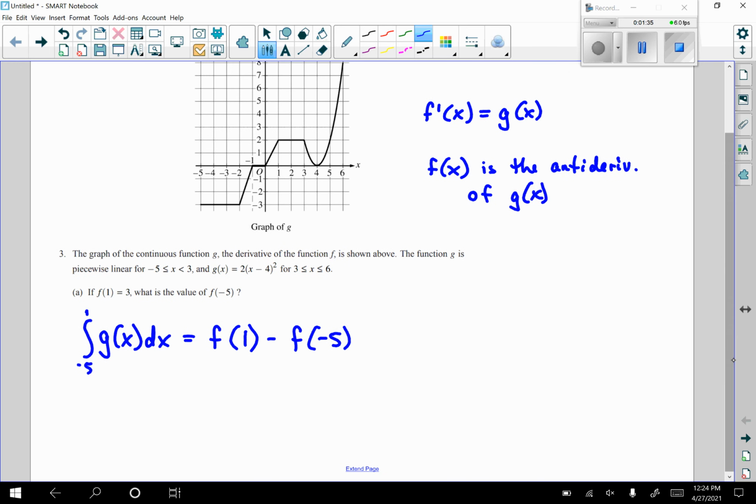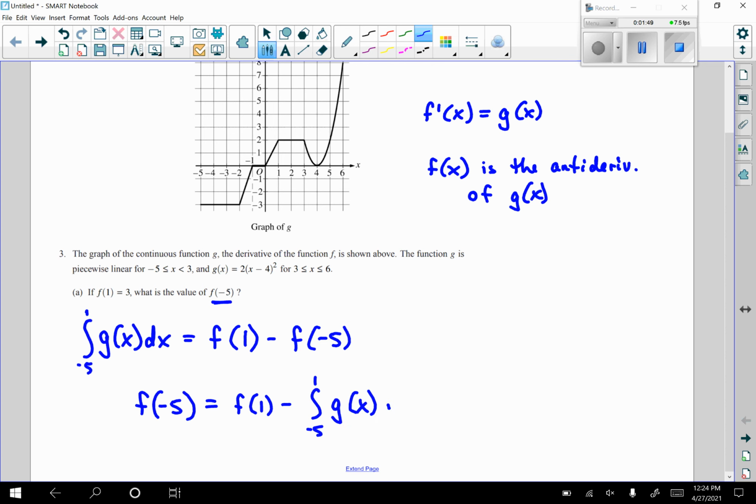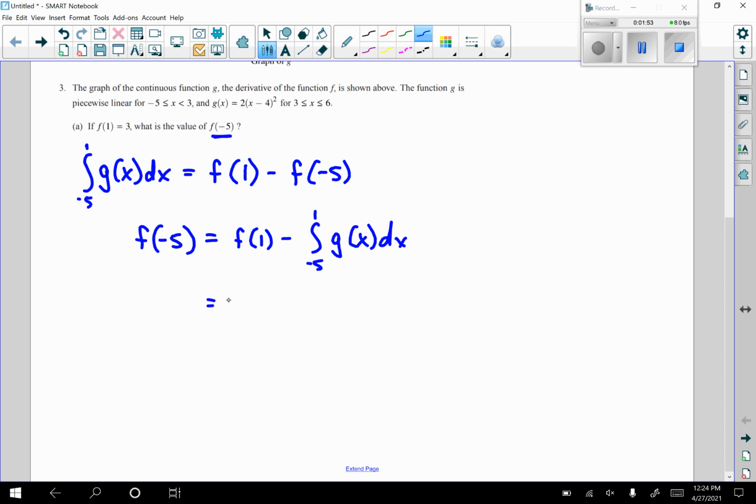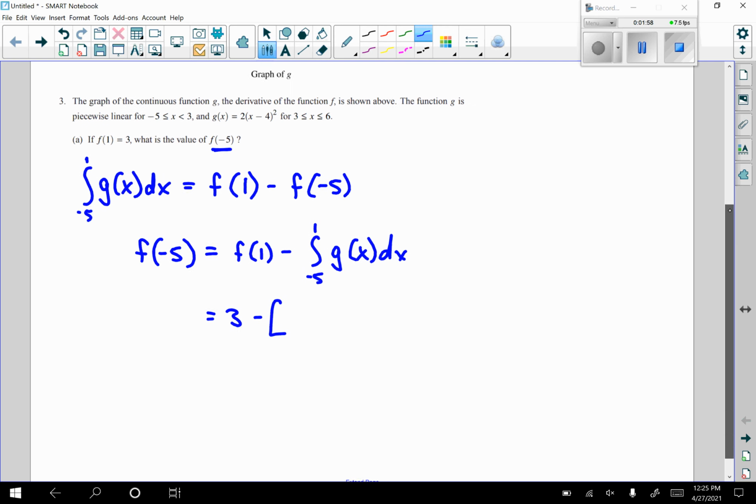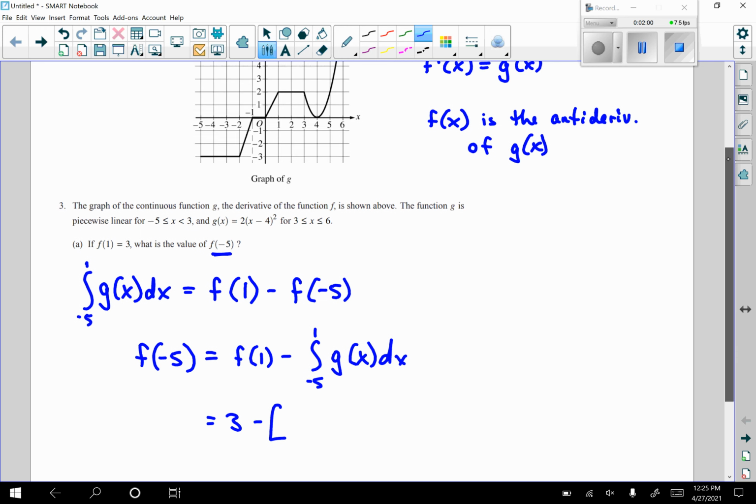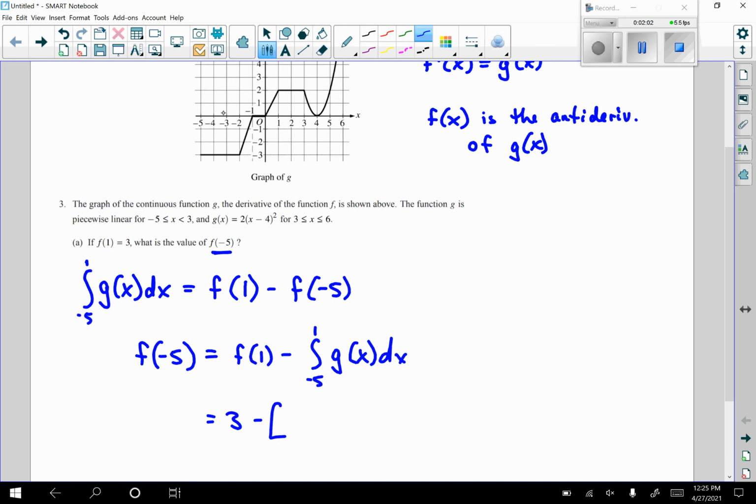And then I could just rearrange this. If I need to solve for f of negative 5, I could just move this to the other side. It becomes positive. So I could say f of negative 5 is going to become f of 1 minus the integral from negative 5 to 1 of g of x dx. So they tell us f of 1 is equal to 3. And then to calculate this integral, I just go and find the areas between the curve and the x-axis.